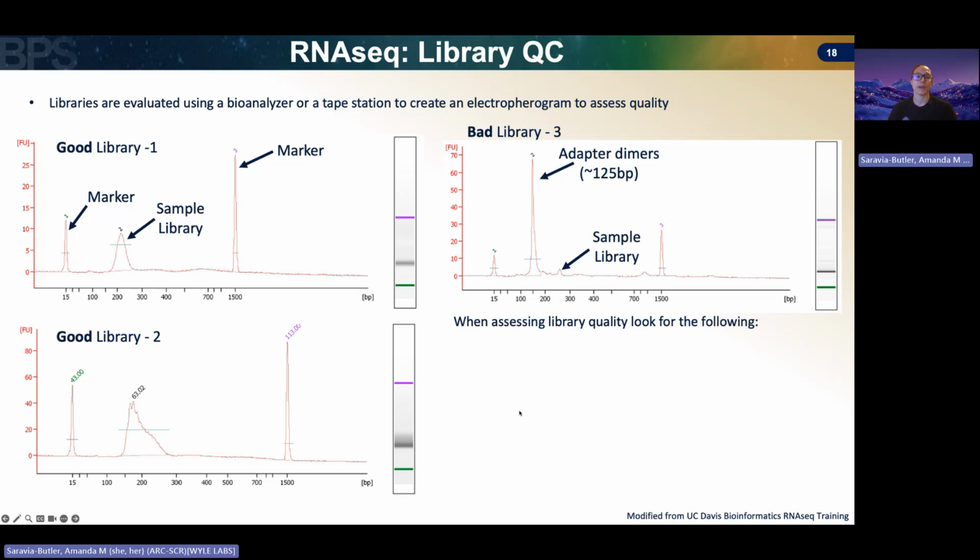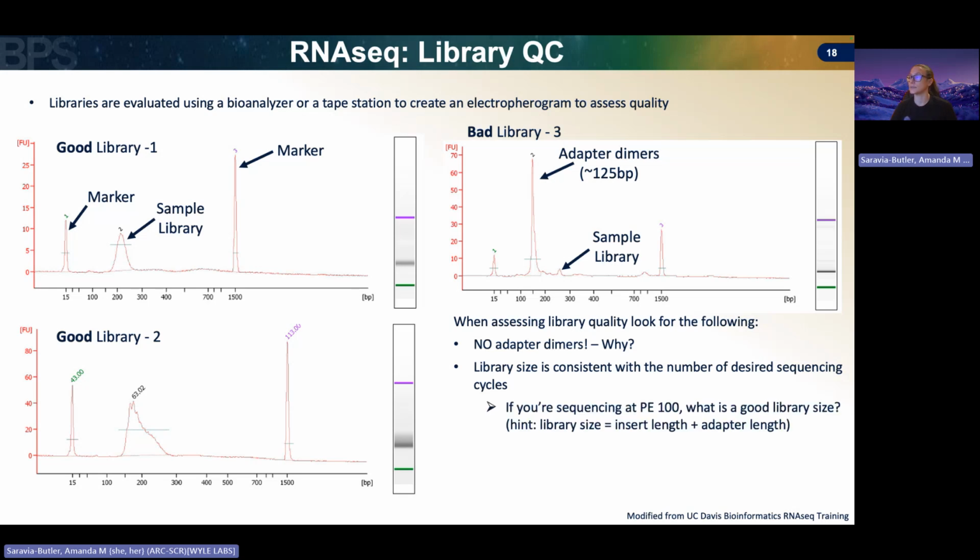So again, when assessing library quality, similar to DNA libraries, for RNA libraries we're also looking for the same thing. No adapter dimers. Why? Because even a small amount of adapter dimers would take up a lot of our sequencing reads on the sequencer. We want to make sure that our library size is consistent with the desired sequencing cycles, or the length of our sequences that we're going to be doing.